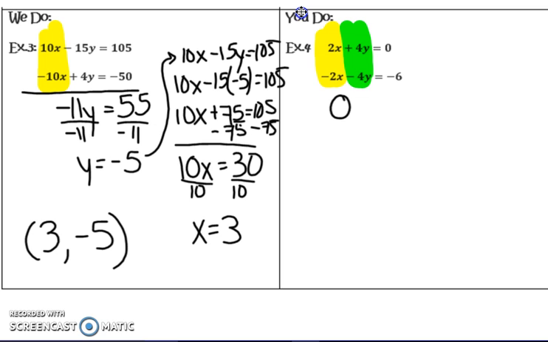There is nothing left. On the right side, I'm going to add 0 minus 6 or 0 plus negative 6. We're left with negative 6. If we look, 0 does not equal negative 6. So in this case, there is no solution to my system of equations.